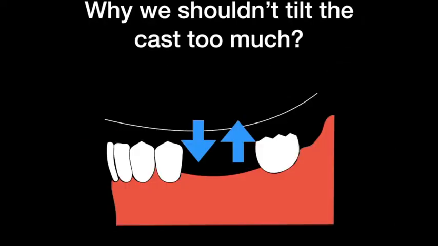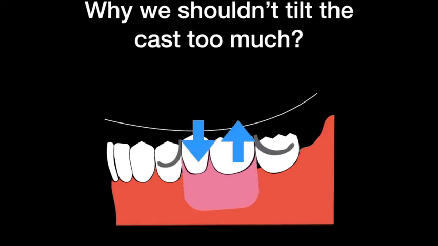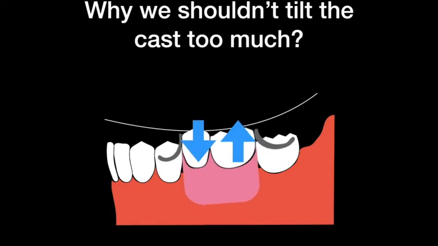Why shouldn't we tilt the cast too much? Because when we tilt the cast too much, you will probably make it very hard for the patient to seat or remove the removable partial denture from the mouth. So let's take a look first. When we want to place this removable partial denture over the tooth and the ridge, if we determine it following the occlusal plane, it will be easier to come in and out.